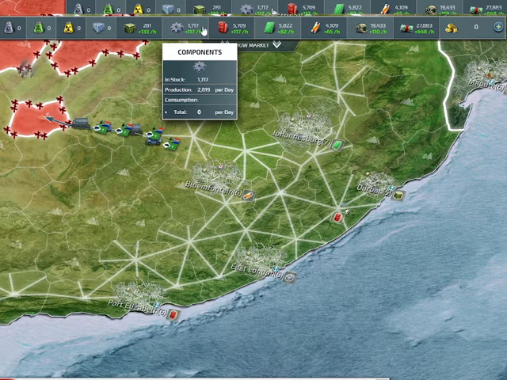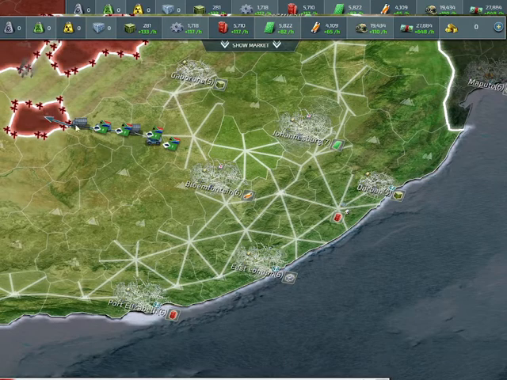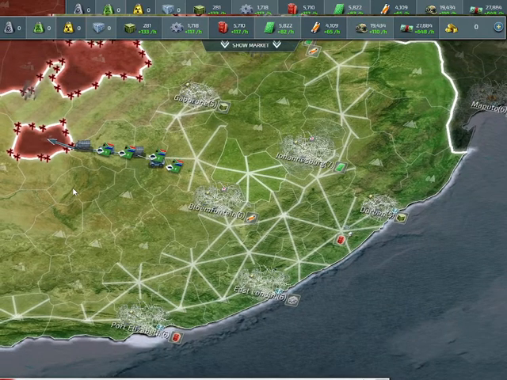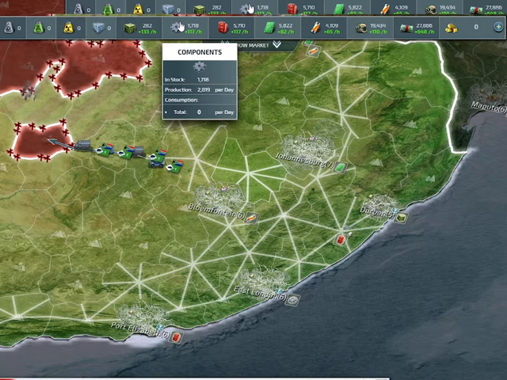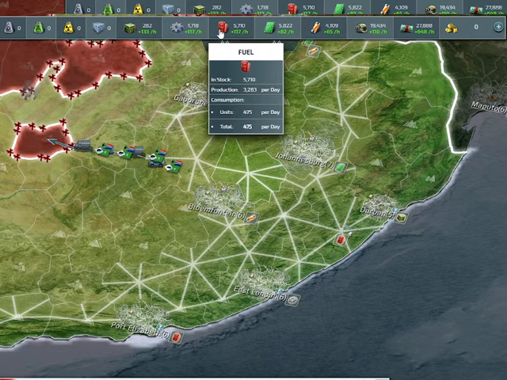Then your next one is components. Now when I think of components, I think of mechanical components like wheel bearings, turrets, ammunition, that type of thing for your army and for your buildings and all of that. Basically, ready-made products. Now it's the same: stock, production, consumption. I'm not using anything per day. I'm producing 2,800 and I've got 1,700 in stock.